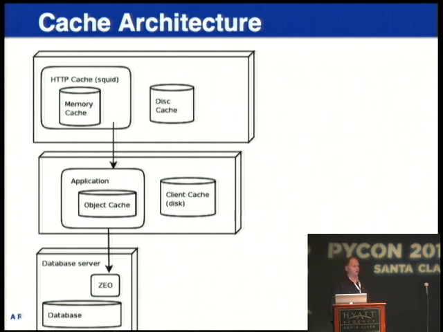So we have our application, which is a web application. In front of the application, there's an HTTP cache, in our case, Squid. It has its own in-memory cache as well as a disk cache. We actually have two layers of Squid. And then they're talking to the application. The application has its in-memory objects as well as a local database cache. And then, of course, we talk to the database.